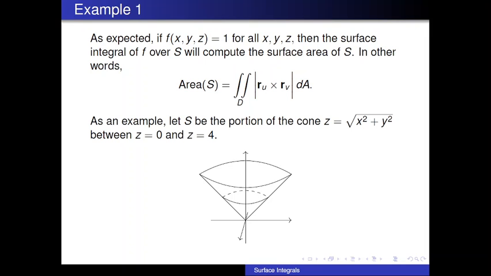Okay, so let's do an example with that. Let S be the portion of the cone z equals the square root of x squared plus y squared between z equals 0 and z equals 4. I've drawn that here, where it's sort of implied that we cut this off at this height, and that's height z equals 4.